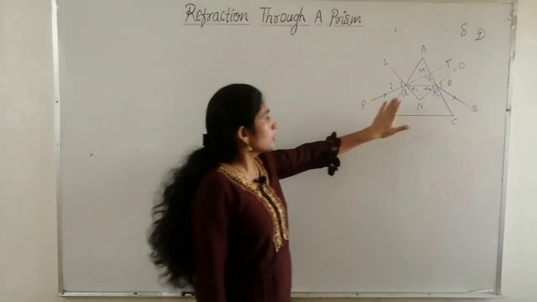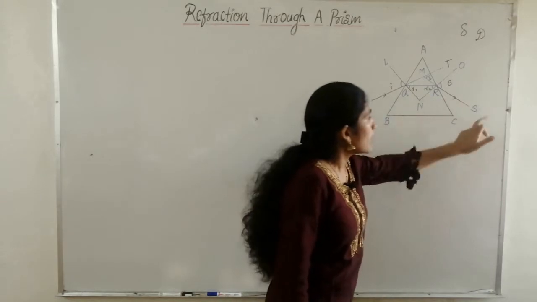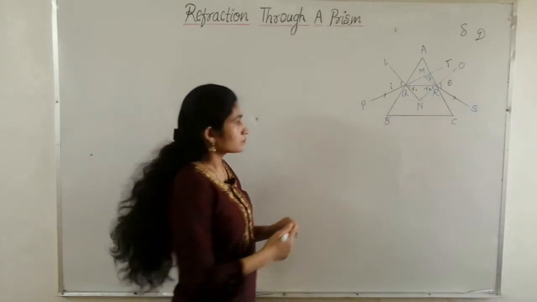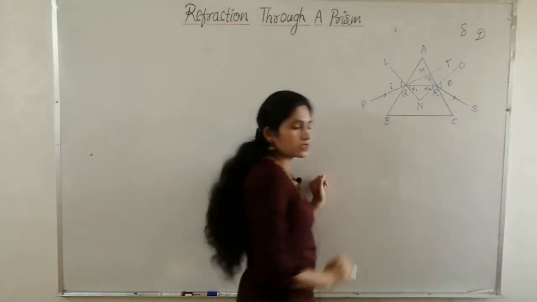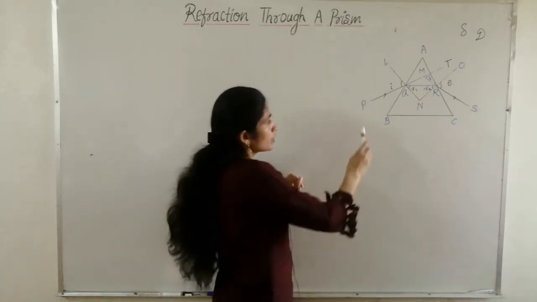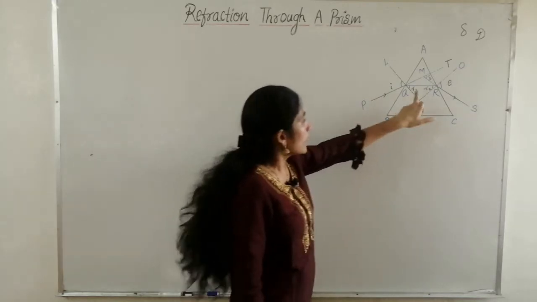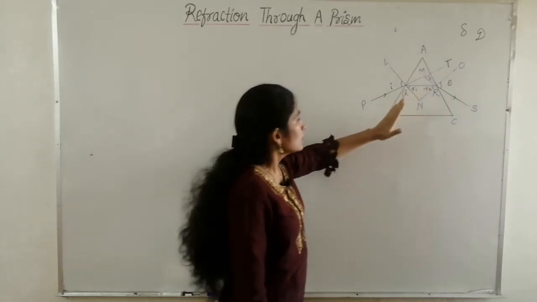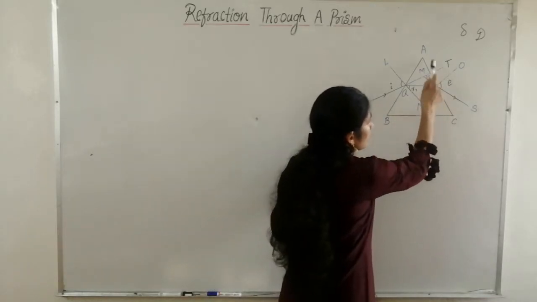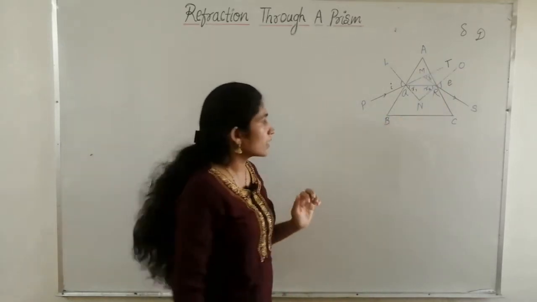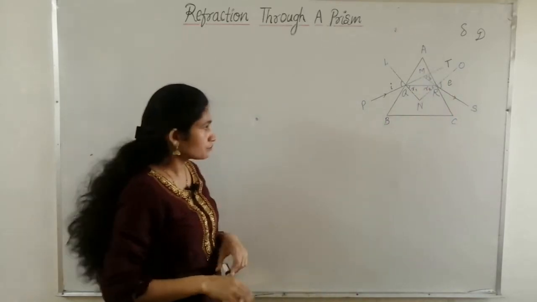In this figure, PQ is the incident ray, QR is the refracted ray, and RS is the emergent ray. Because the ray emerges out of this prism, this is called the emergent ray. I and R1 are the angle of incidence and angle of refraction for this refracting face AB, and R2 and E are the angle of incidence and angle of emergence for this refracting face AC.